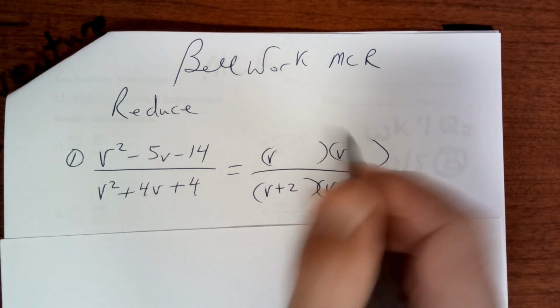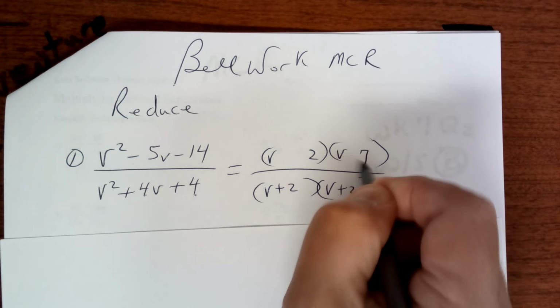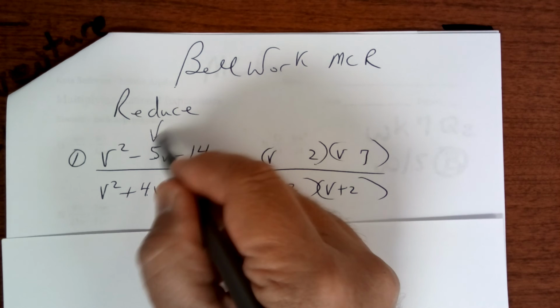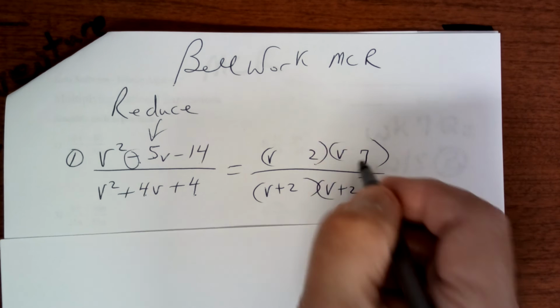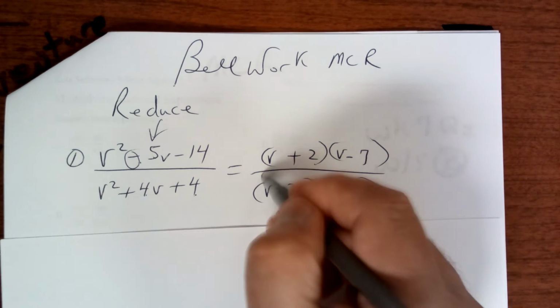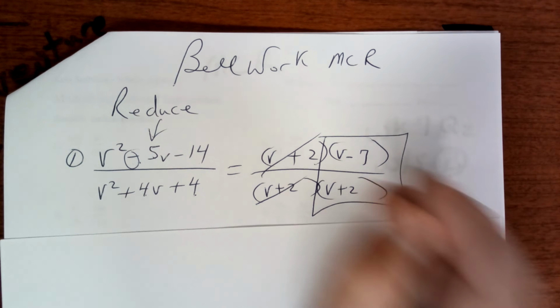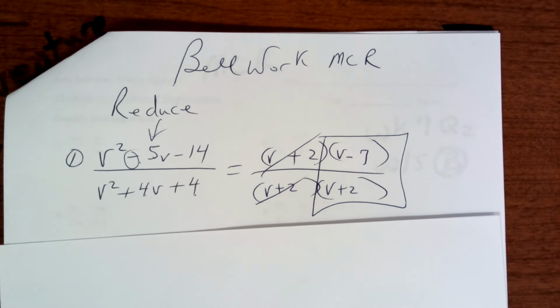This one's going to be 2 and 7, because 7 minus 2 is 5. We want the negative here to go with the bigger one. And so this cancels. This is your answer. That's what we did yesterday on the worksheet, and if you need one, they're over there in the folder. You can get one before you leave.